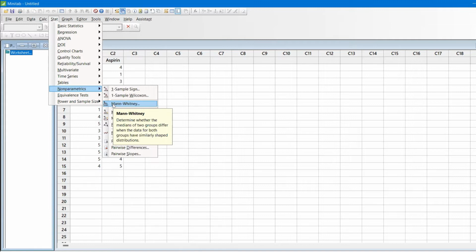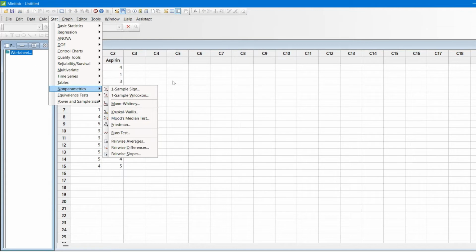But here we cannot do a two sample t-test. Why? Because it does not follow the normal distribution, right? It is discrete data with classification, so we cannot do it. And not only that, we cannot also do a two proportion test.